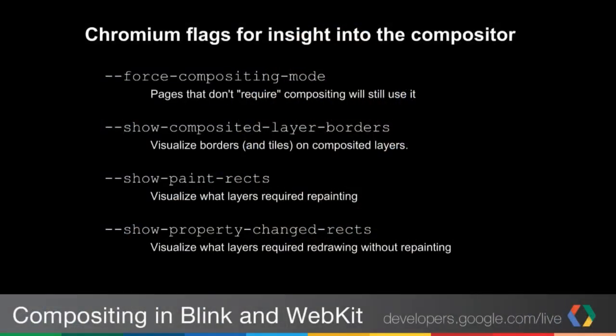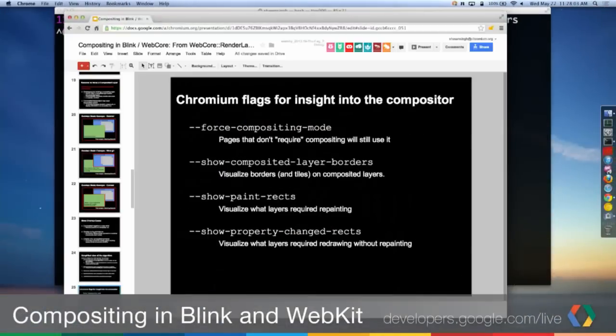Another one that we have, not really as useful, but it's still there, is show property changed rects. What you'll see here is layers that, for example, have an animation where, yes, they did not need repainting, but they had some property that changed on them that does require them to be redrawn. If you see these sorts of rects, then chances are you're in a good state, because you didn't need to repaint, but rather you can just quickly redraw them. So, for example, with an animation, you might actually see that. So yeah, let's run some demos and see how this looks.